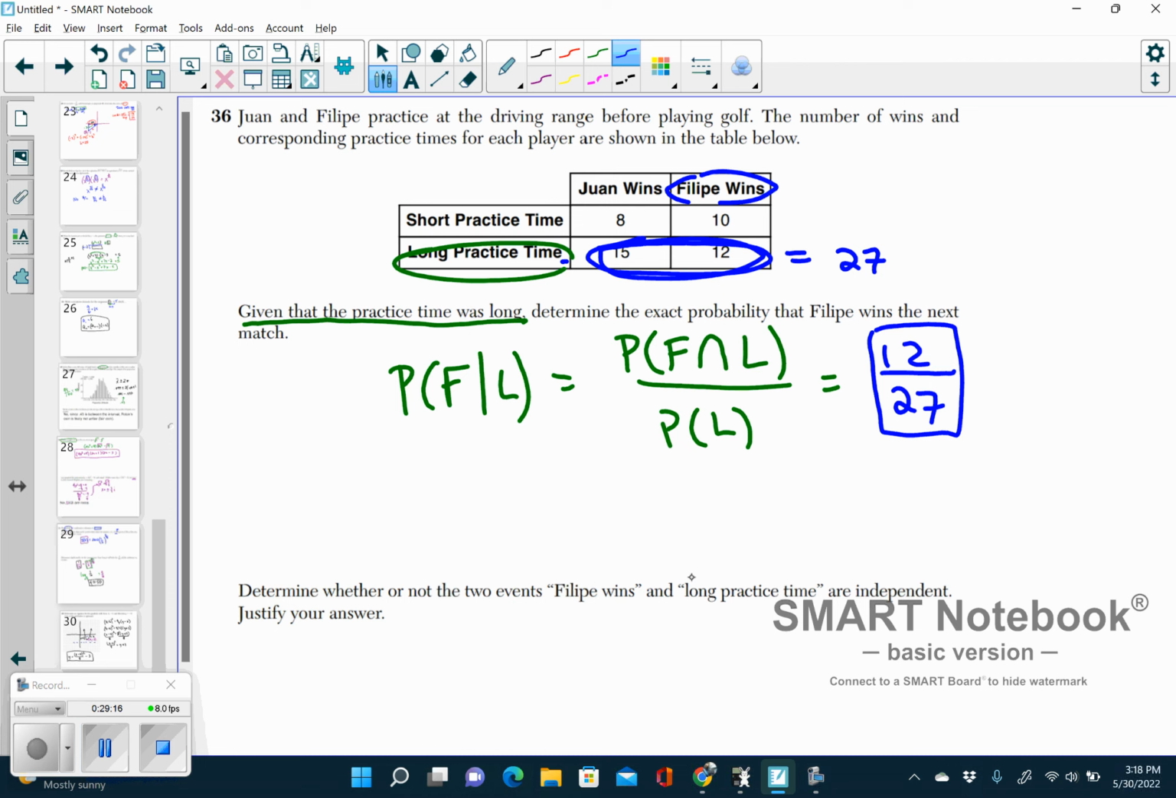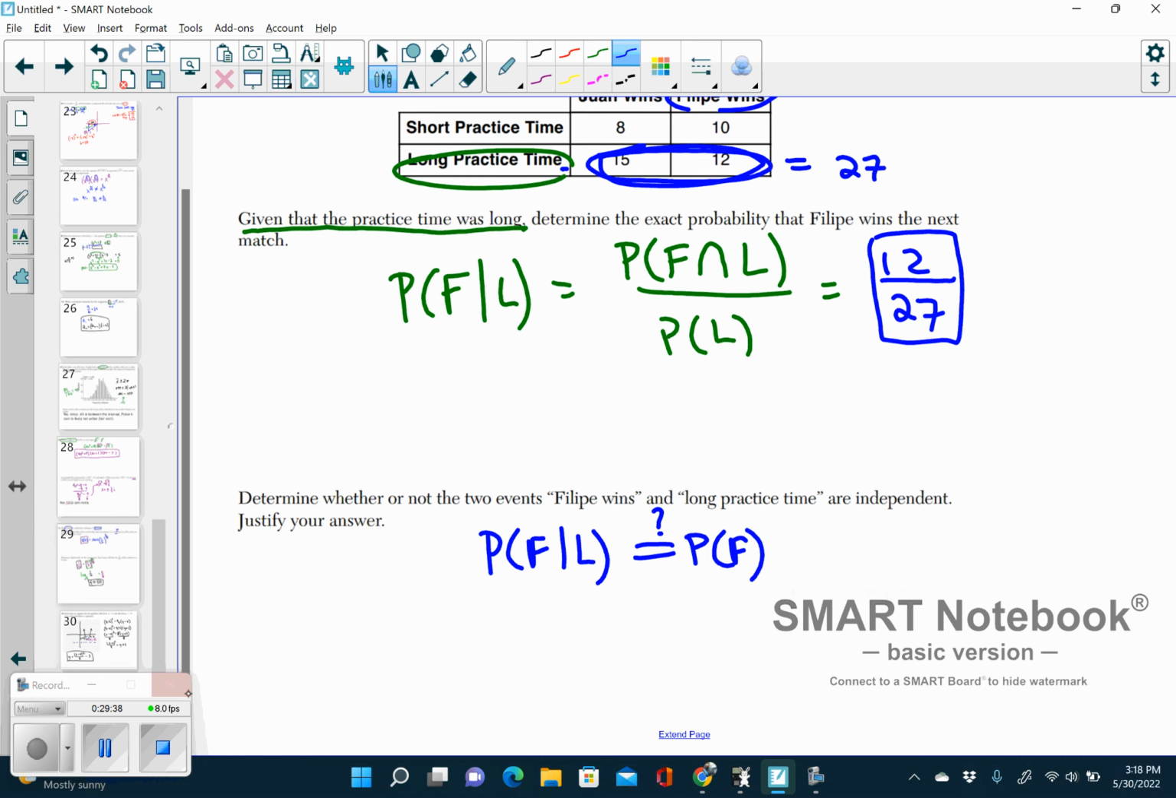To tell if something is independent, what we want to do is see if the probability that Felipe wins given long practice time is equal to the probability of one of them, right? So the probability of Felipe winning. So this is what we do. We look to see what is the probability of Felipe winning.